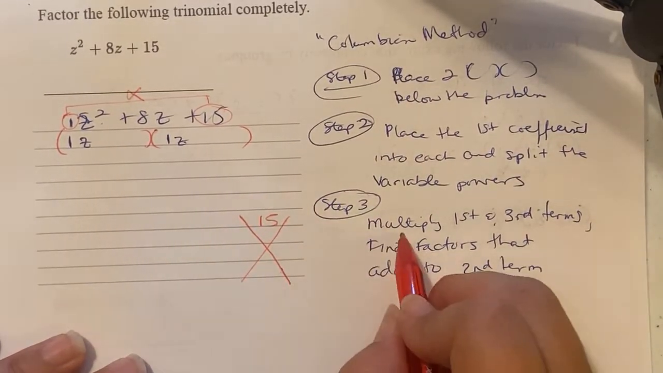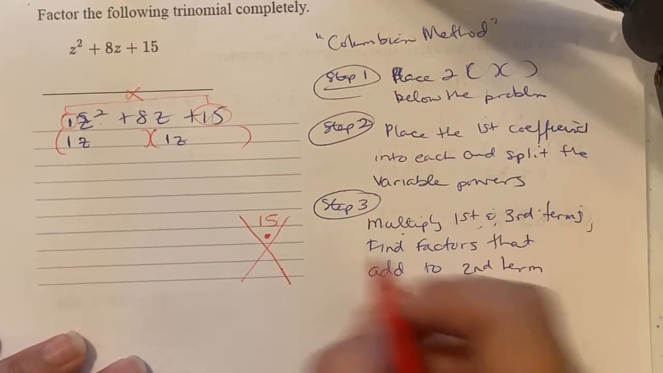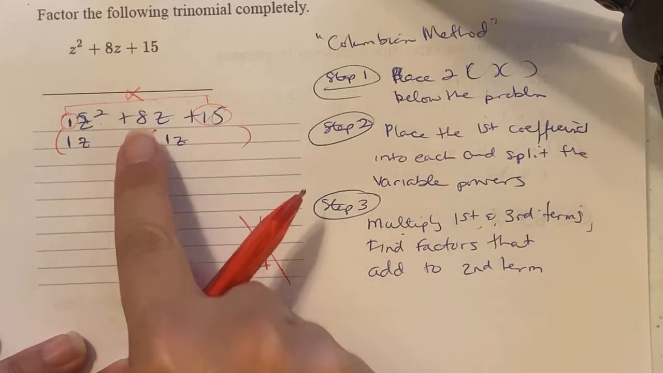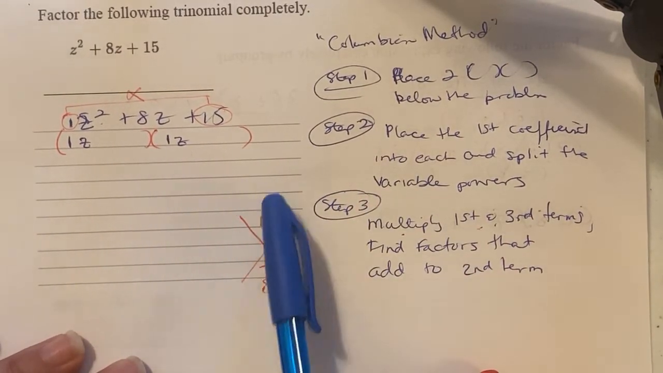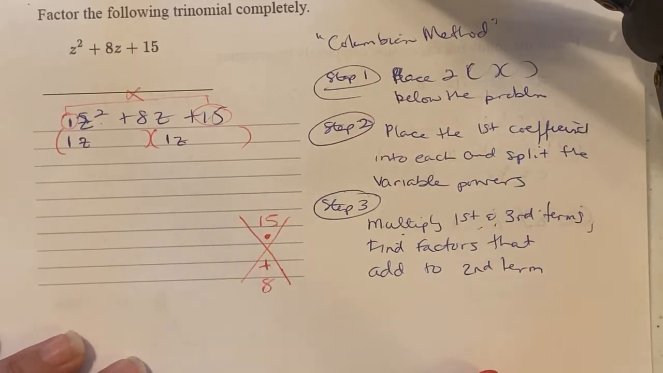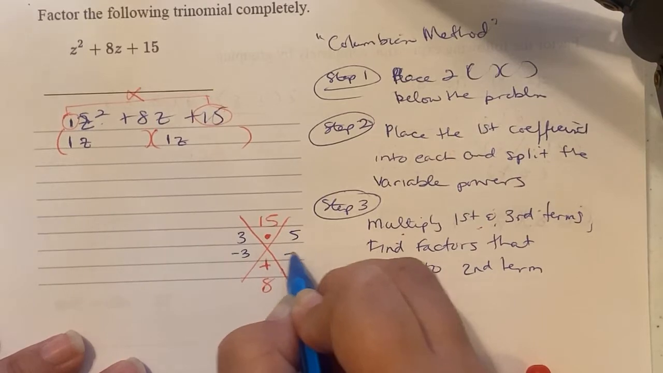It said they need to multiply to the first term, and they need to add to the middle term. The middle term is an 8. So the 2 numbers need to multiply to 15 and also add to 8. Well, 15: 3 and 5, negative 3 and negative 5.